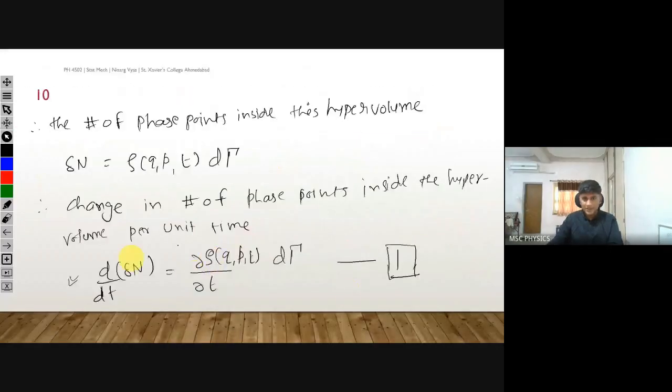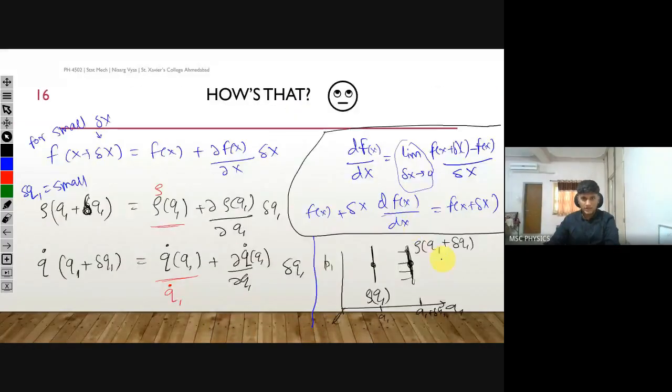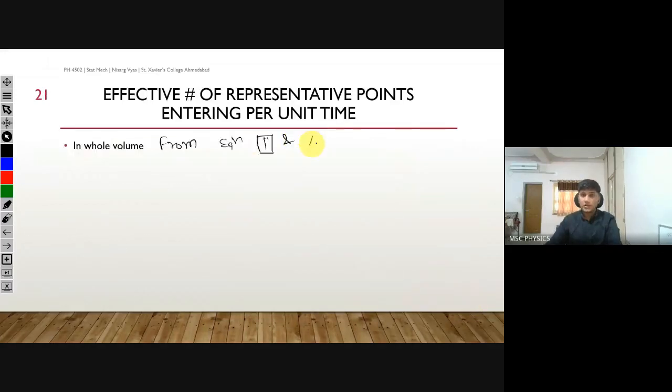This is equation number 1. This is where we found out how many phase points per unit time are increasing or decreasing inside that hyper volume. So this is the number of phase points increasing or decreasing, and that number was also giving the same thing. So let's call this equation number 4. Equation 4 was also telling the same thing. So combining equations 1 and 4, what can we do?